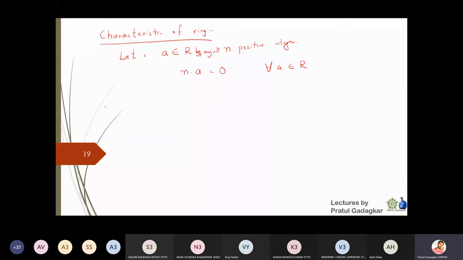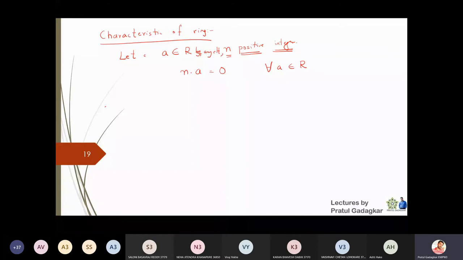And this n is such a magical number that if I multiply that n by any element of the ring, then the answer comes to be how much? The answer comes to be 0. And this n is what? This n is a positive integer. n is not 0, remember.